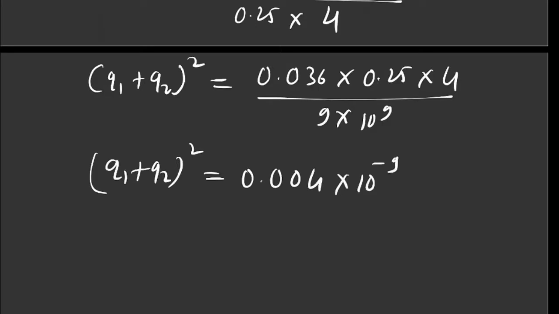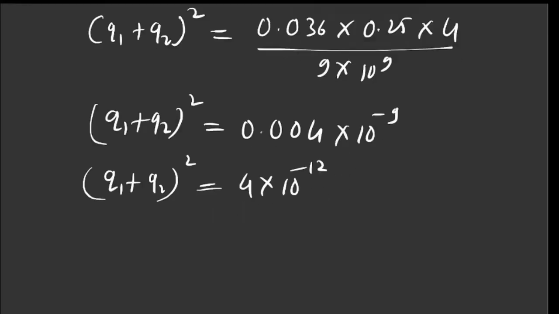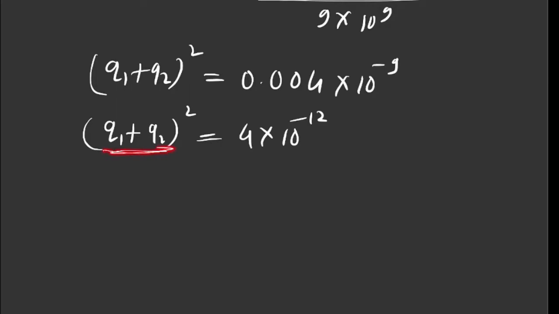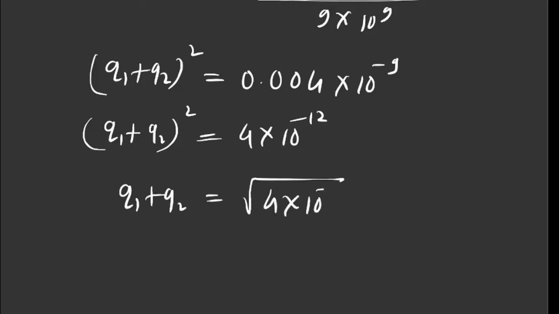We got this. So can I write this as q1 plus q2 whole square? Because the decimal point is here, I will move 3 times this side. When you move 3 times this side, it becomes 4 into 10 to the power minus 12, isn't it? But what we want is q1 plus q2, it is square. When you bring square this side, it becomes root. So q1 plus q2 is equal to under root of 4 into 10 to the power minus 12.